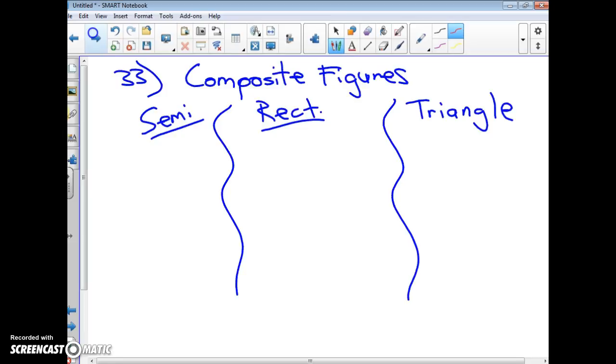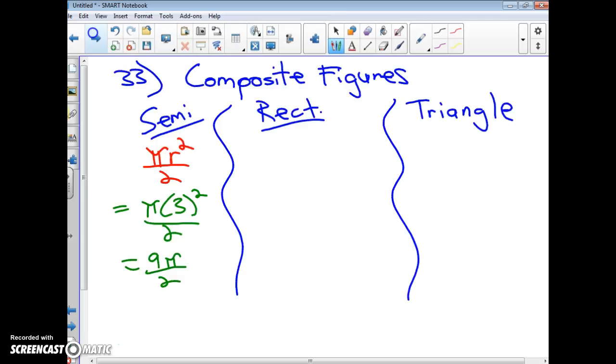So a semicircle here, a normal circle is pi r squared. But since it's a semicircle, it's half of it, so I'm only going to take half the area. The radius is going to be 3. I had to take 6 and cut it in half. 3 squared over 2. I want to leave it 9 pi over 2 until the end. Remember, I don't want to round to my final answer.